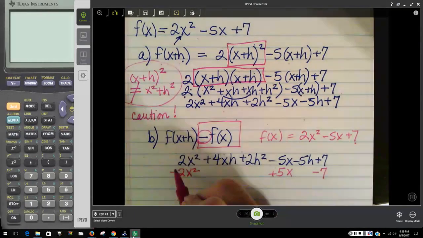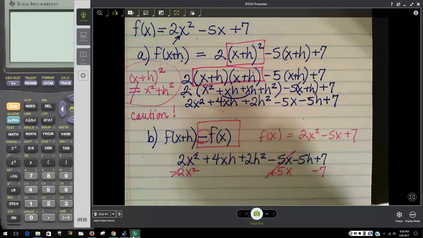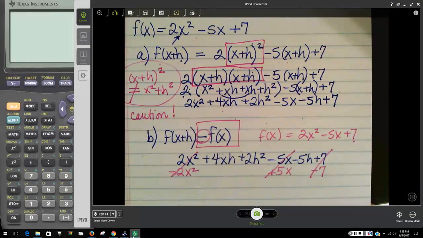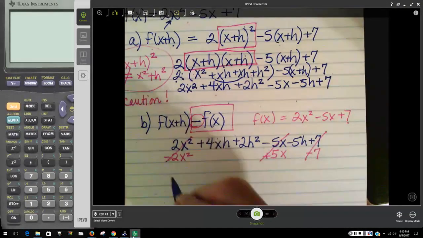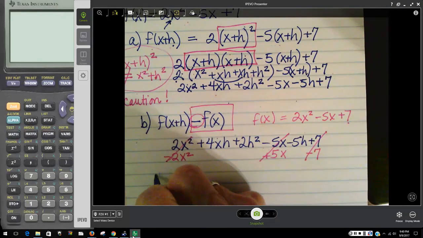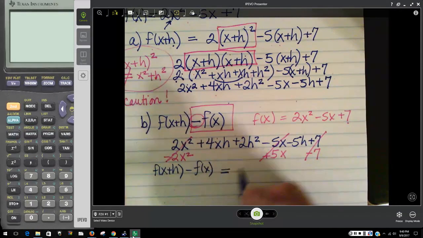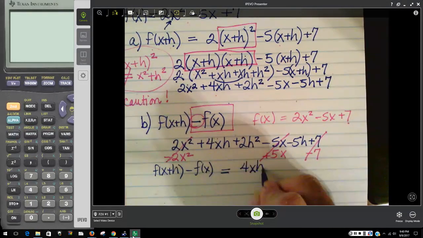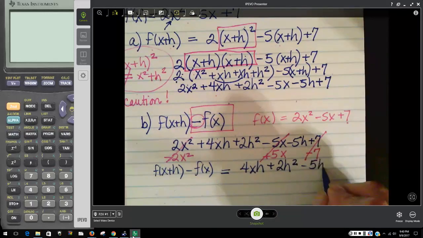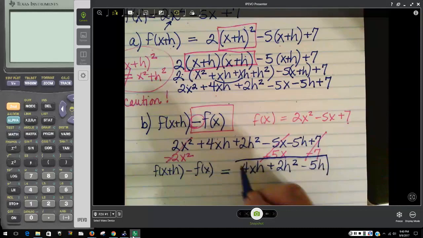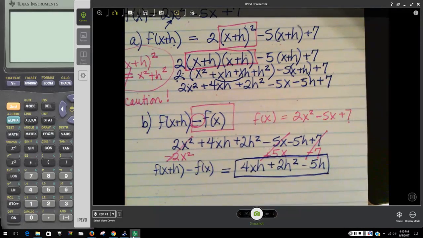So what happens is the first term disappears. They combine. The 5x terms disappear, and the 7, the constant term, disappears. And what we have left then is f of x plus h minus f of x. And that is 4xh plus 2h squared minus 5h.